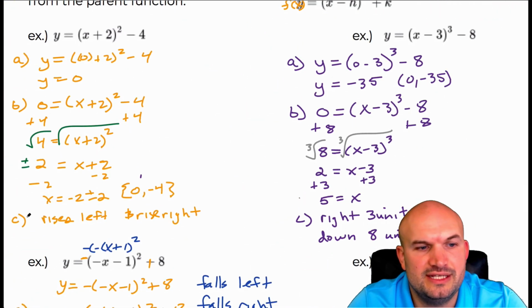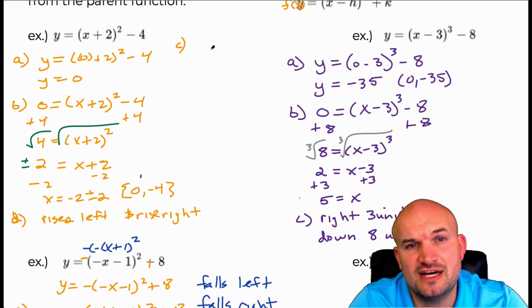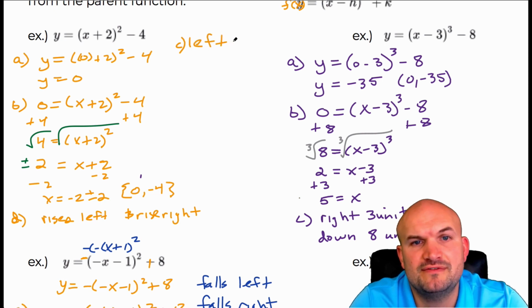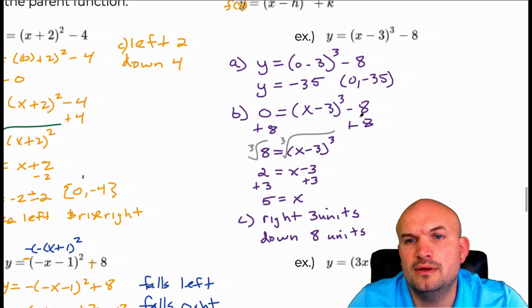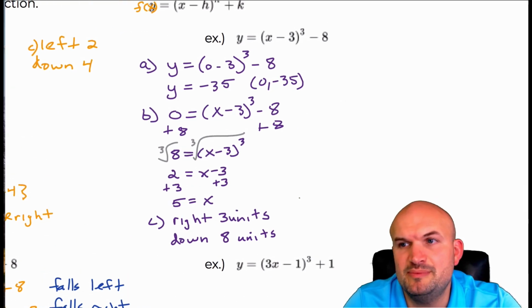Well, let's call that D. Let's put C over here. That's going to be shifting left 2, down 4. So we'll do left 2, down 4.